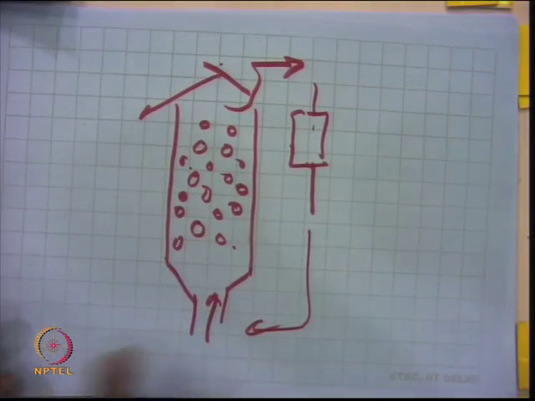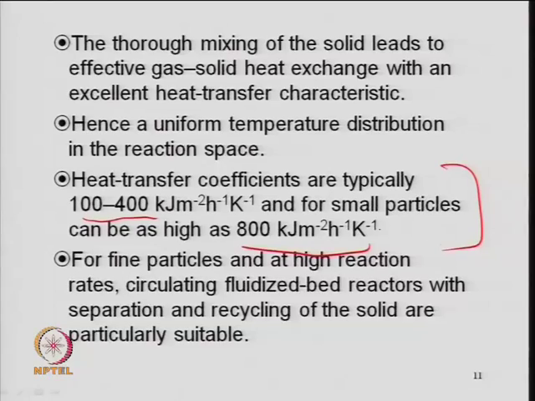and then you recirculate the catalyst back. But if the solid itself is a reactant, just like coal combustion, then these unburned coal particles are separated and then sent back into the reactor, a kind of circulating fluidized bed reactor, which is not used in the case of fluid catalytic cracking, but for coal combustion it can be done. So, for fine particles at high reaction rates, the circulating fluidized bed reactor with separation and recycling of solid is suitable.